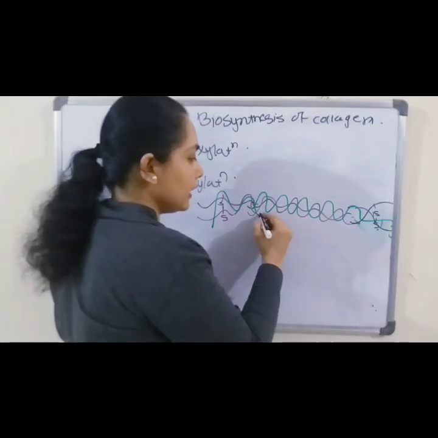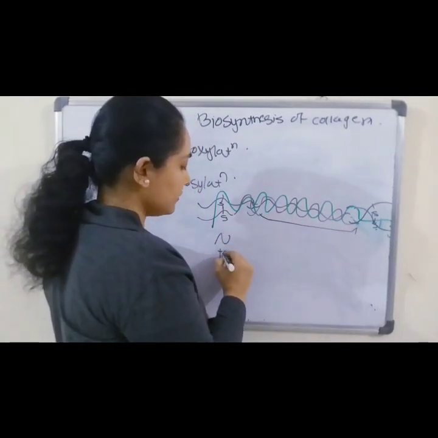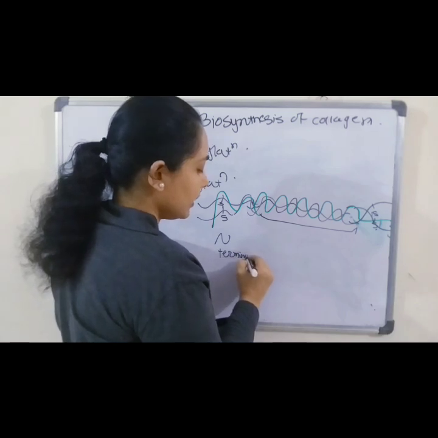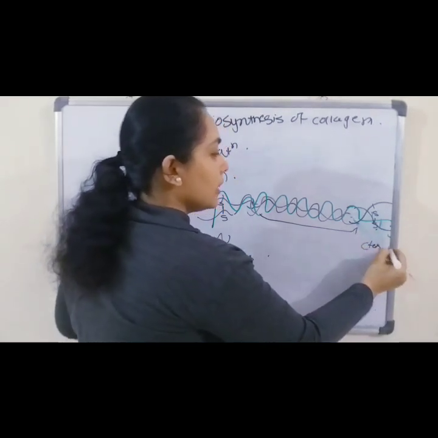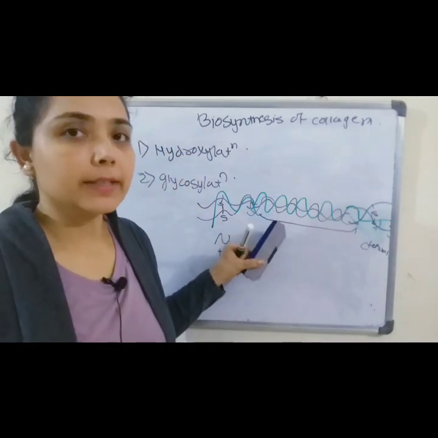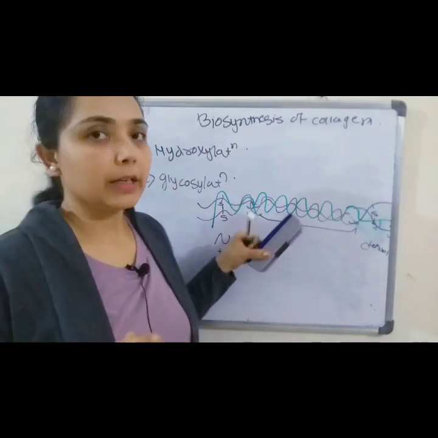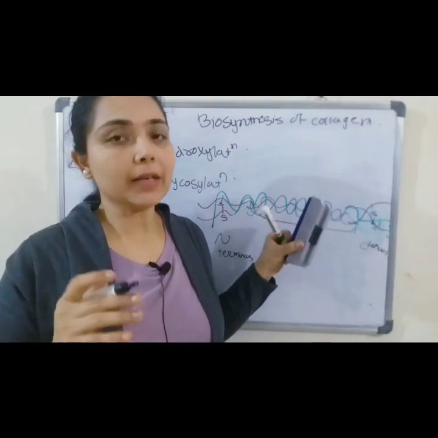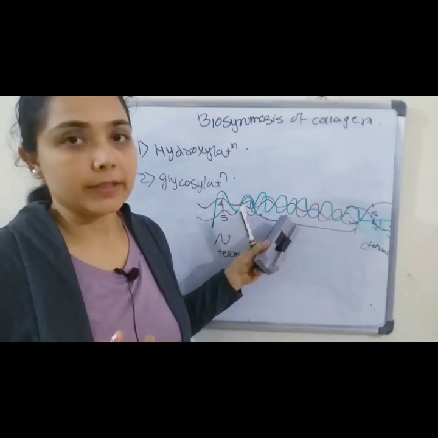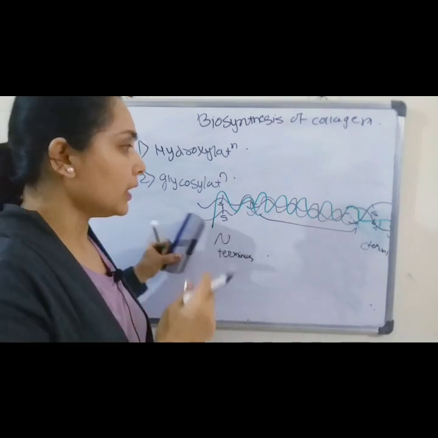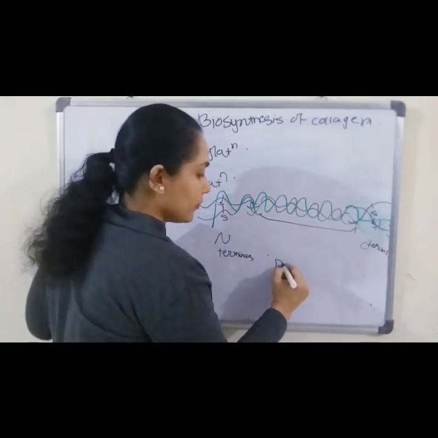So in the middle it has the helical region, and the N terminus and the C terminus peptides are there. What is the significance of these N terminus and C terminus peptides? They will help in the pre-maturation of the collagen. After the formation, this is known as a pro-collagen.